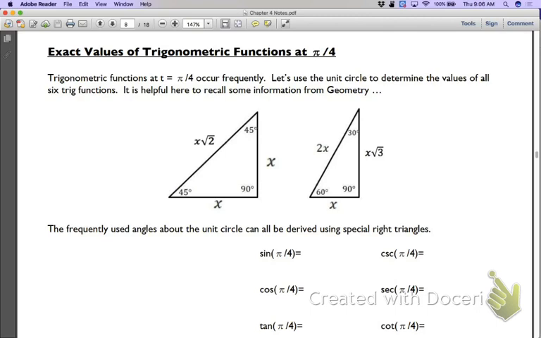Whenever we use 4 cuts, we're going to use pi over 4. Whenever we use 6 cuts, we use pi over 6. Whenever we use 2 cuts, we use pi over 2. If we use 3 cuts, then we use pi over 3. However many cuts we make depends on how many sections, like, if you make 2 cuts, how many actual pieces of pie or pizza do you have? 4. It's doing the same thing to the circle.